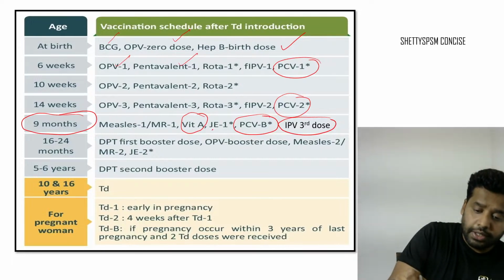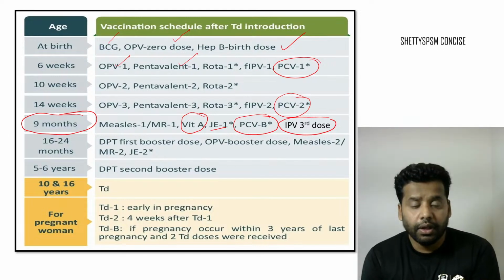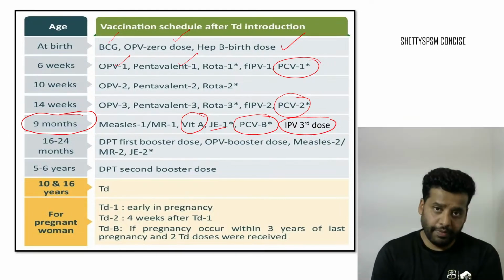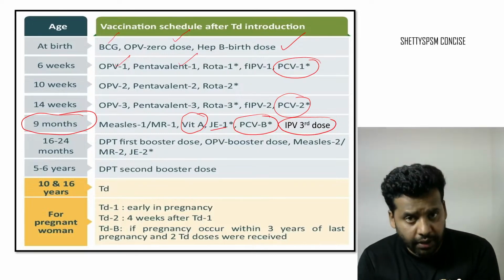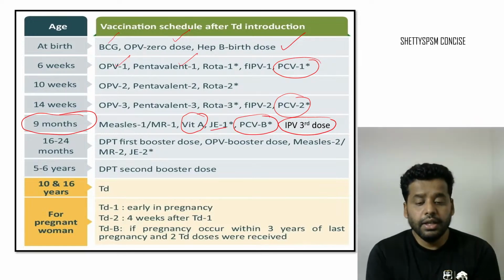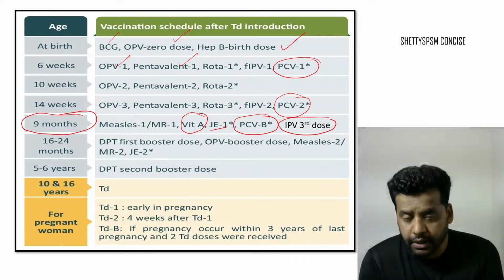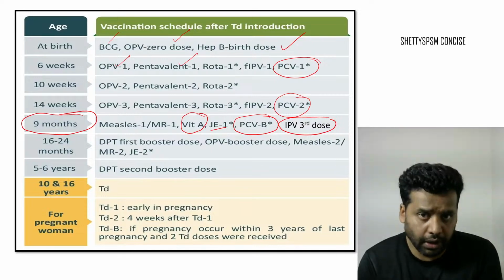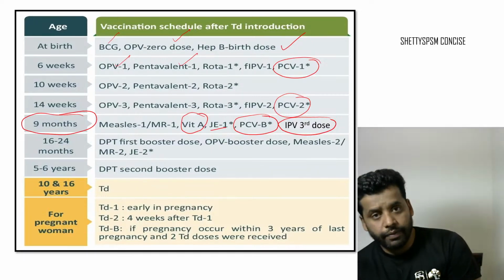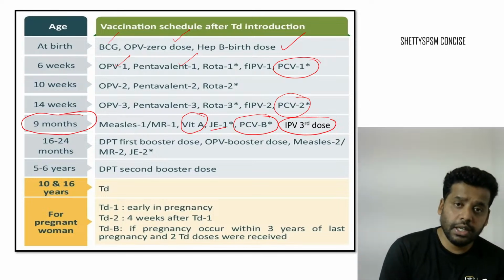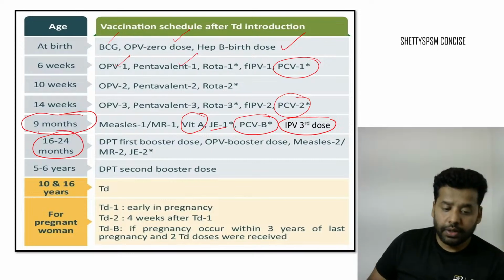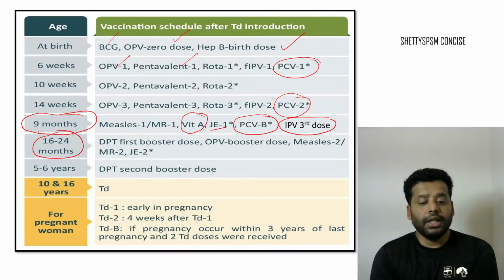Japanese encephalitis first dose. You know this, Japanese encephalitis vaccine is used only in endemic areas. Some states are using live vaccine and some states have started using killed vaccines also. JE live is subcutaneous. JE killed vaccine is intramuscular. There is a difference in the route of administration. Then 16 to 24 months.